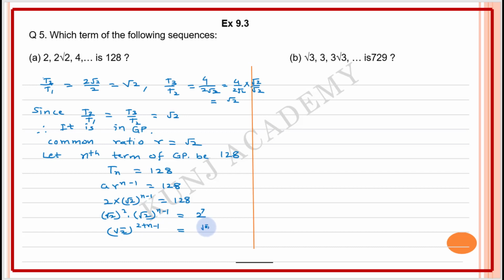Root 2 power 2 plus n minus 1, that is root 2 power n plus 1, is equal to 2 power 7, and 2 can be written as root 2 square, whole raised to the power 7, so root 2 power 2 sevens are 14. So n plus 1 is equal to 14, equating exponents. n is equal to 13. Answer: 128 is the 13th term of this sequence.